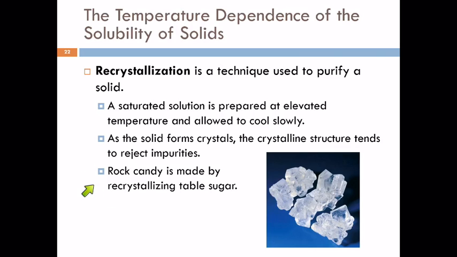Rock candy is made by crystallizing table sugar, recrystallizing table sugar. I tried to do this when I was a kid. My son tried to do it a couple months ago, and miserable failures. You have to make a saturated solution at an elevated temperature, and then you have to let it cool down slowly. You're going to have a string or something inside, a stick, for it to form on. If you want to try that at home, I recommend looking up a YouTube video or Googling a recipe to avoid wasting a lot of time.